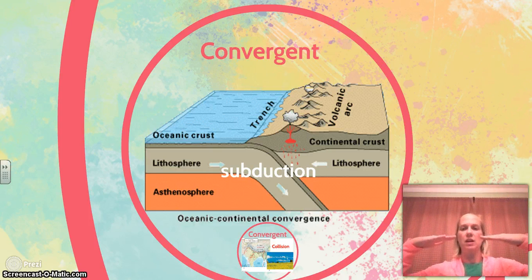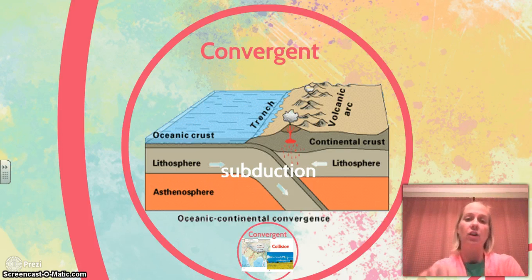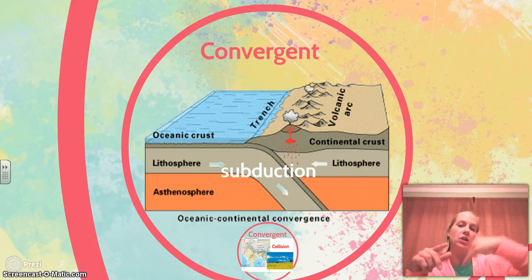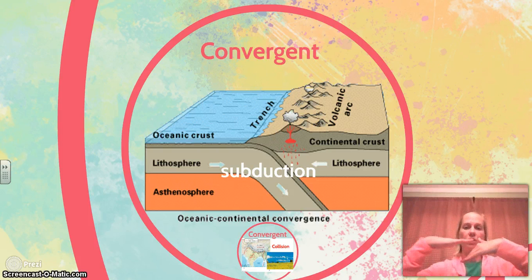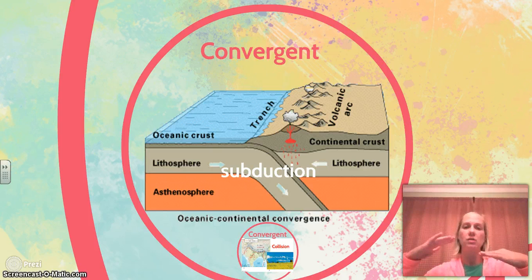What happens is as they approach each other, the oceanic plate is denser, and so it's going to do something called subduct or subduction. It's going to sink below the continental plate. That's what you see in this diagram. You see one plate going down and the other plate going this way. That's called subduction, but they are converging. They are coming towards each other. It's just we have two different types of crust. Oceanic is denser. It's going to sink.